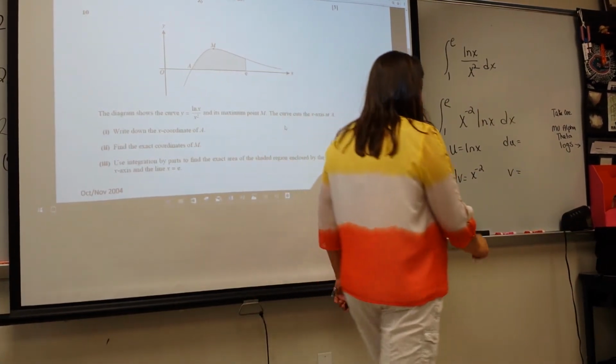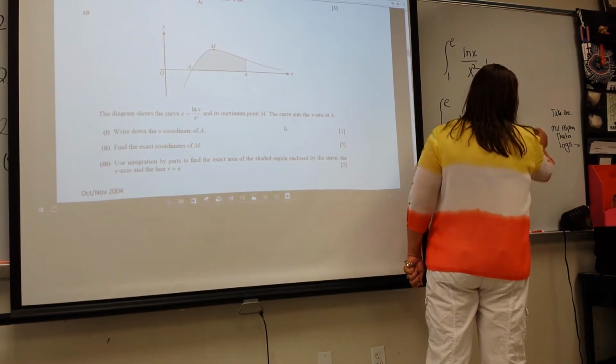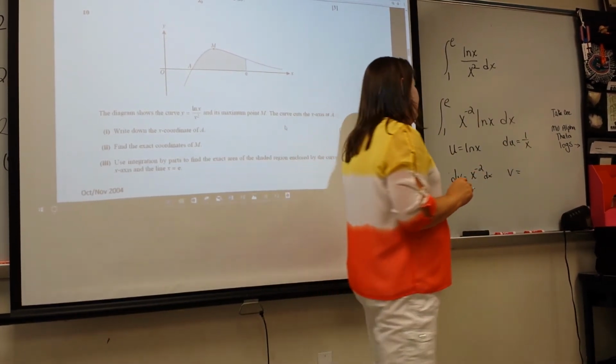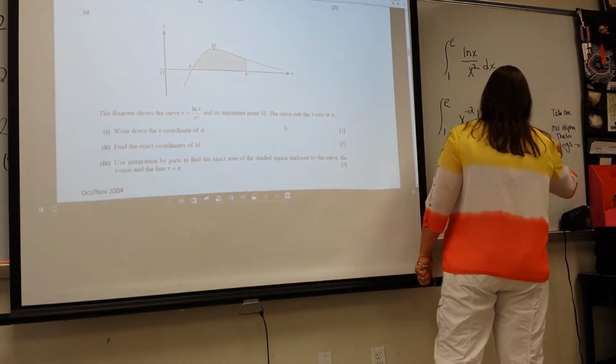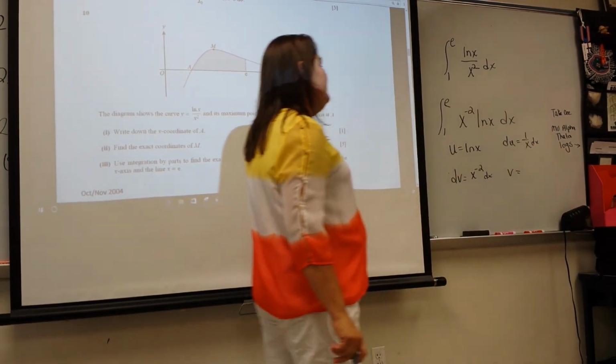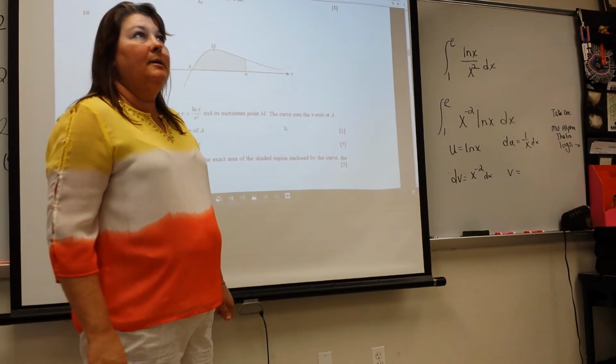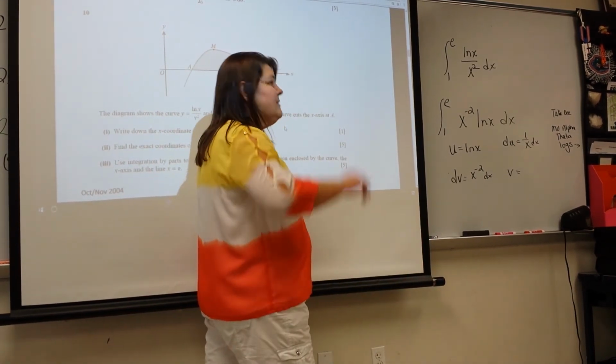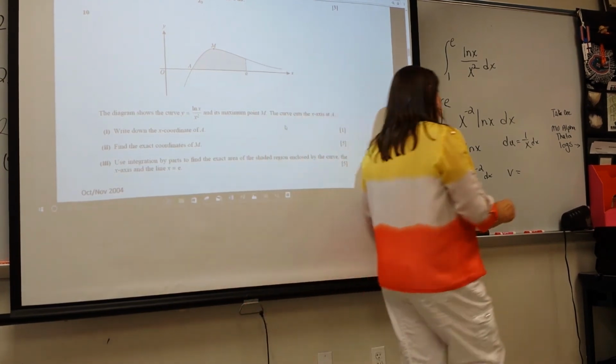Okay, so the first thing is, what is the derivative of ln of x? 1 over x, 1 over x dx if I'm going to be precise. And then, what is the integral of x to the negative 2? Negative x to the negative 1, x to the negative 1 over negative 1.